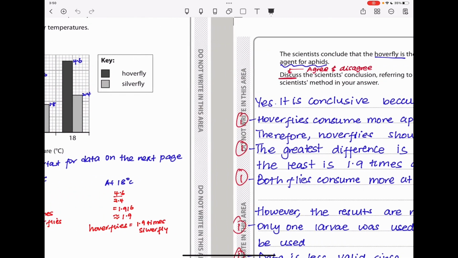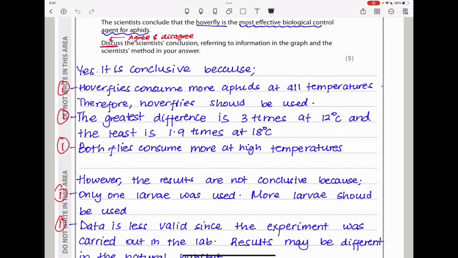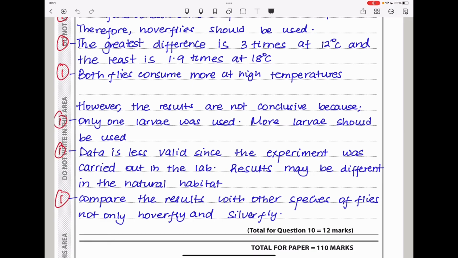So when we refer back, you can see these points: I put 3 times at 12 degrees and 1.9 times at 18. And then yes, because both flies consume more at higher temperatures. So the higher the temperature, at least for the experimented temperatures, the higher the consumption. However, the results are not conclusive because there is only one larva that was used. More larvae should be used so that we can know. In real life, there is not going to be just one larva, there could be many, and we need the data to depict what would happen in real life.